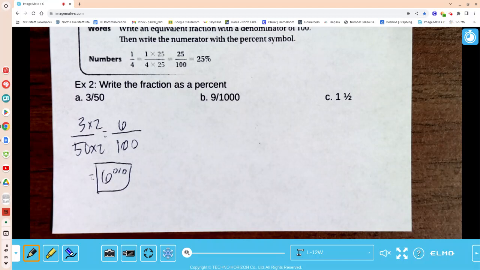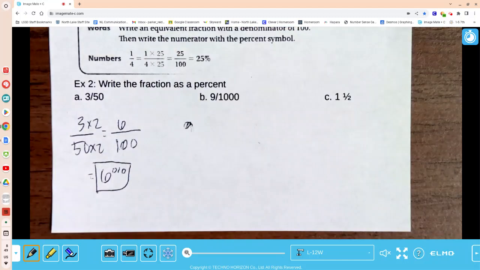Okay, next one. This one is 9 over 1,000.